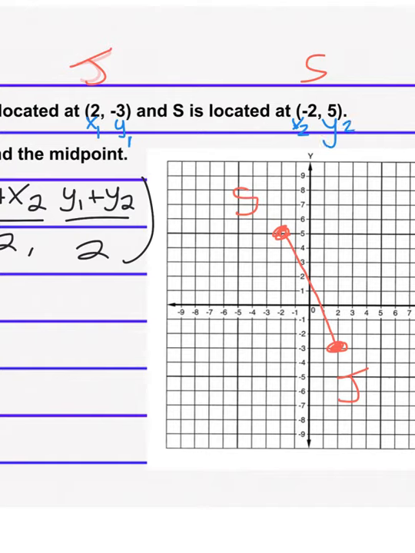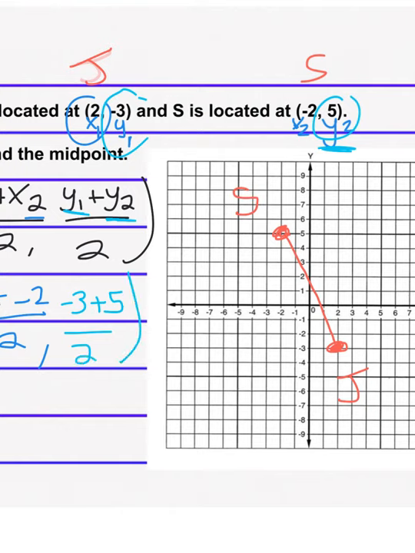So my formula says x1 is 2, plus, your midpoint formula has a plus, x2 is -2, so 2 plus -2 divided by 2. For my y's, y1 is -3, plus, y2 is 5, divided by 2.